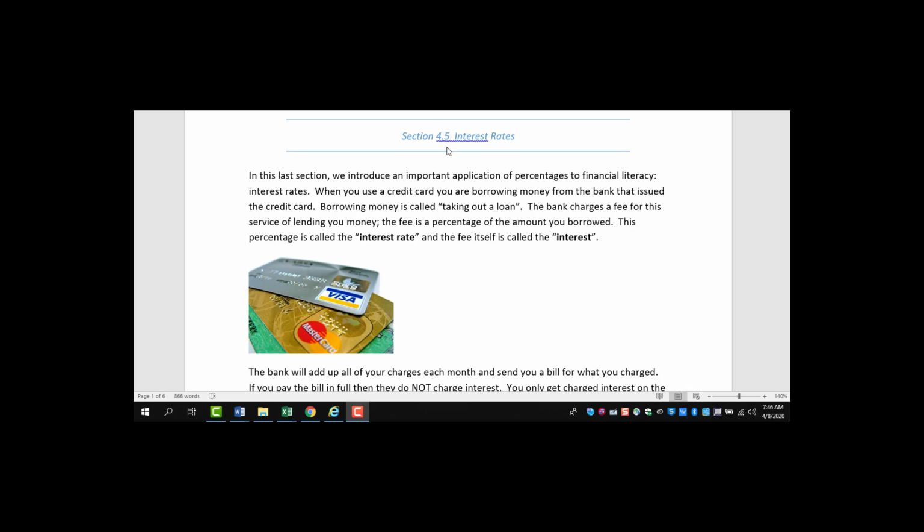Okay, the last section in chapter 4 is interest rates. In the last section, we introduced an important application of percentages to financial literacy, namely interest rates. When you use a credit card, you're borrowing money from the bank that issued the credit card. Borrowing money is called taking out a loan.